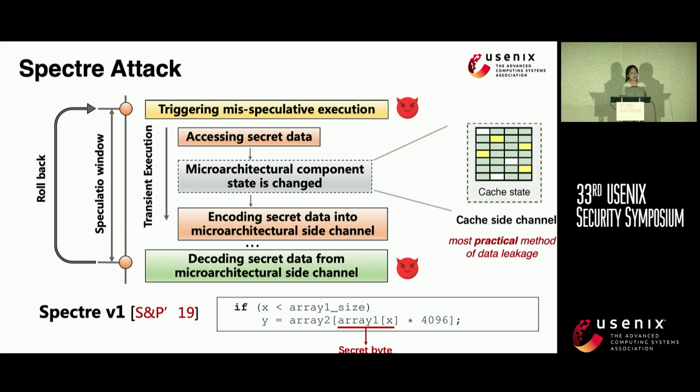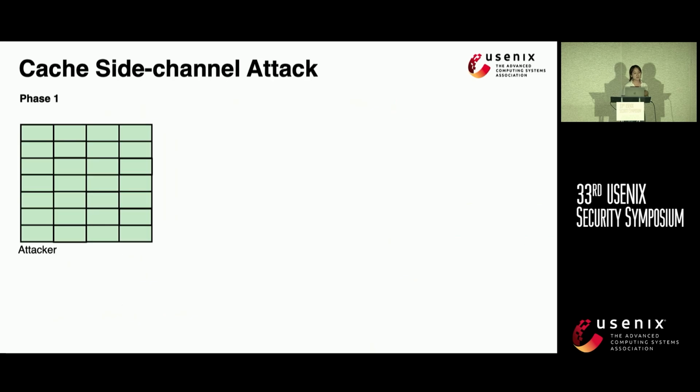Among all microarchitecture side channels, the cache side channel is the most practical method of data leakage. The combination of speculative execution and the cache side channel could allow attacker to leak arbitrary data from the victim's memory space. The establishment of cache side channel could typically involve 3 phases. In phase 1, attacker typically aims to make the monitored cache line into a known state.